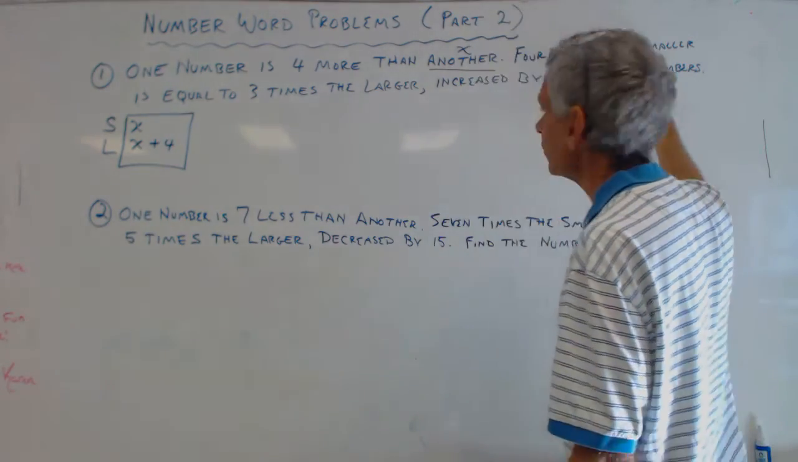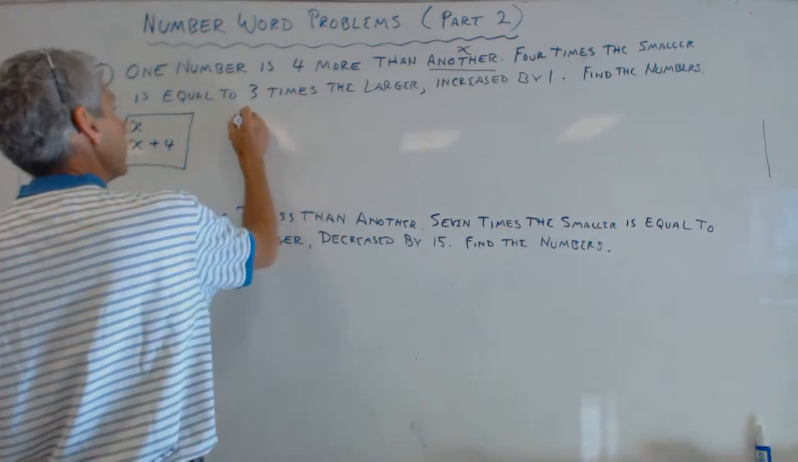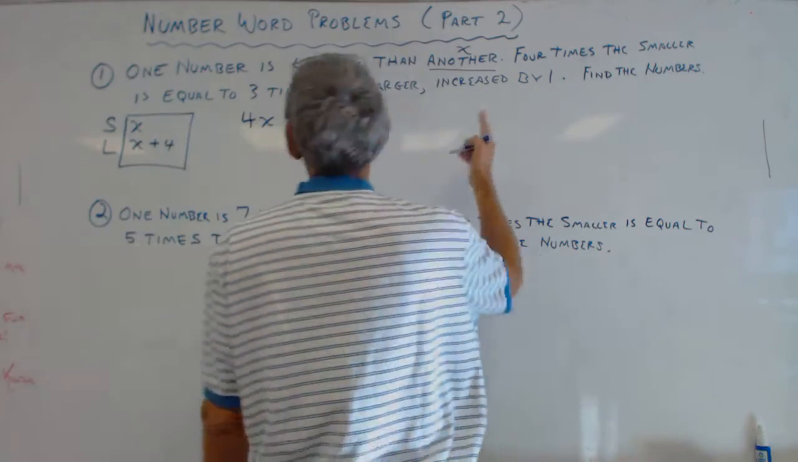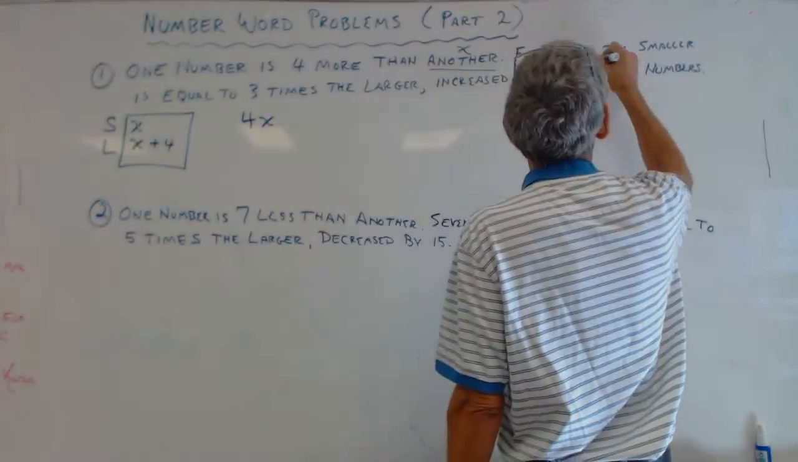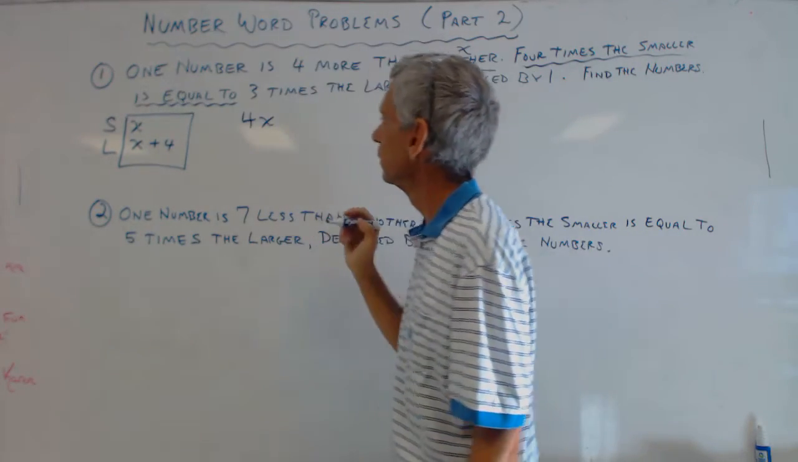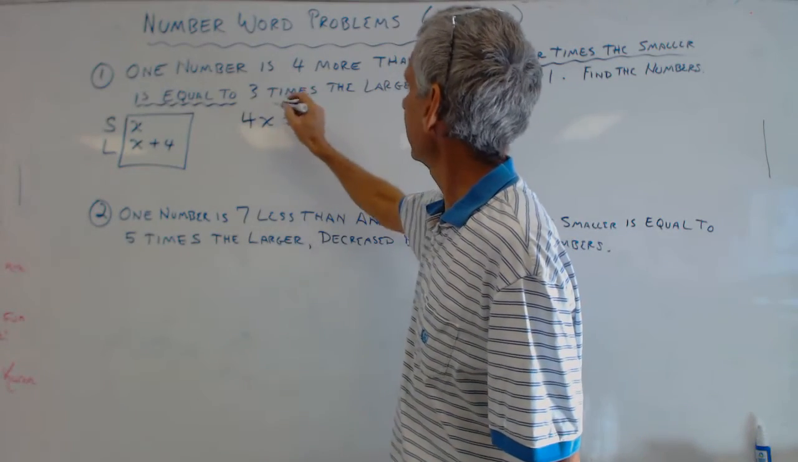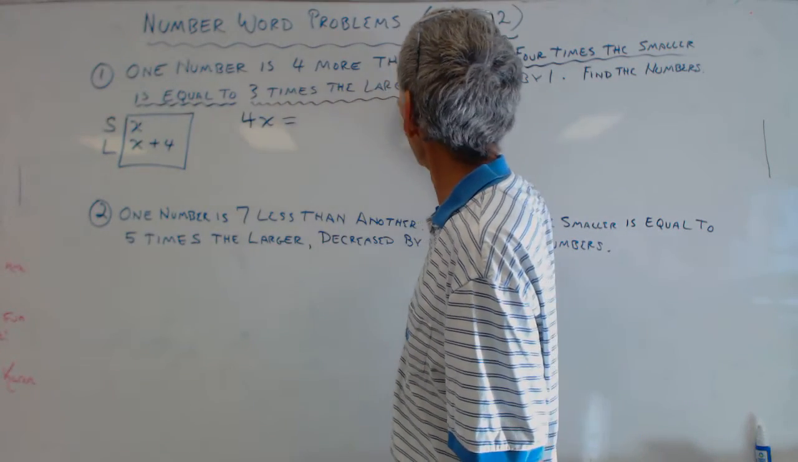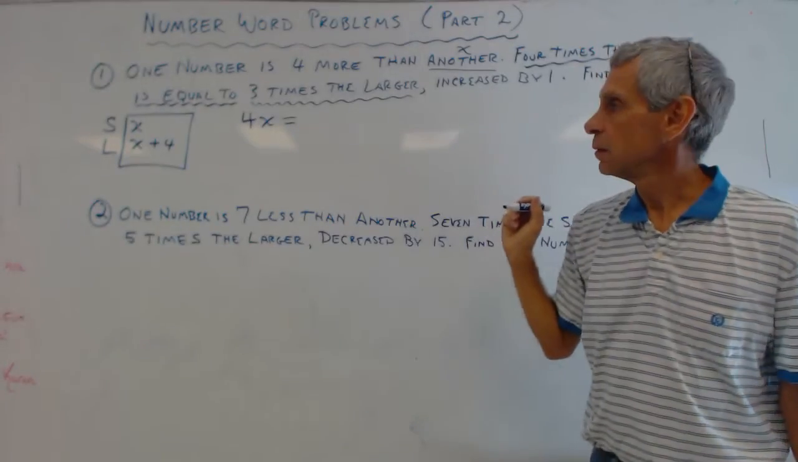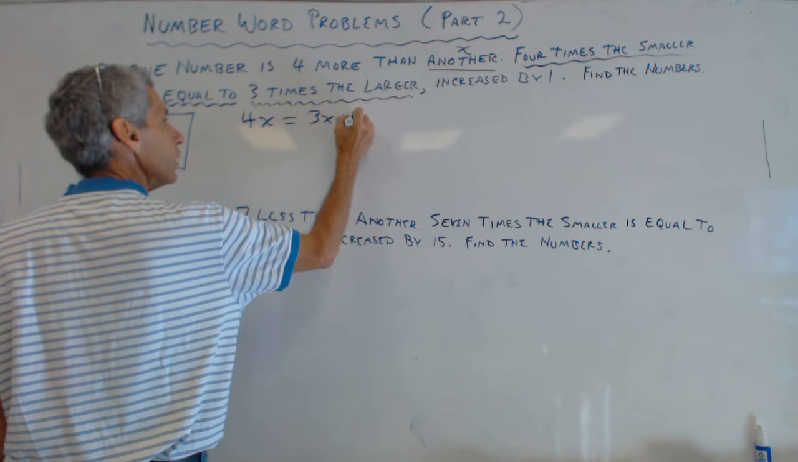So it says 4 times the smaller. How would I write that? 4x, exactly. And then we just took care of that. That's all done. Is equal to, what could I do for that? Equals. All right, 3 times the larger. What can I do for that? 3x plus 4. So like this, 3x plus 4.